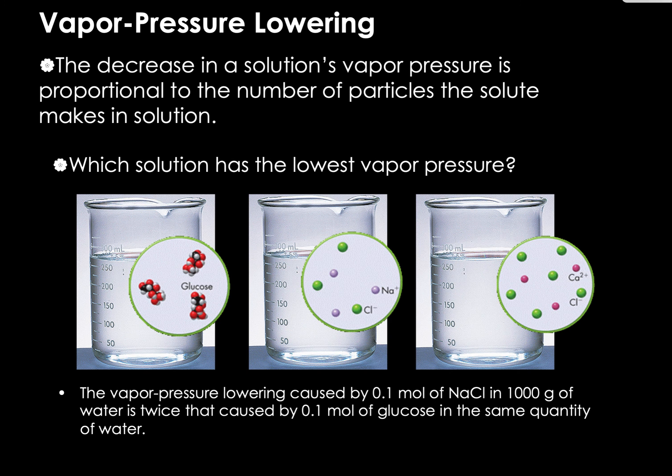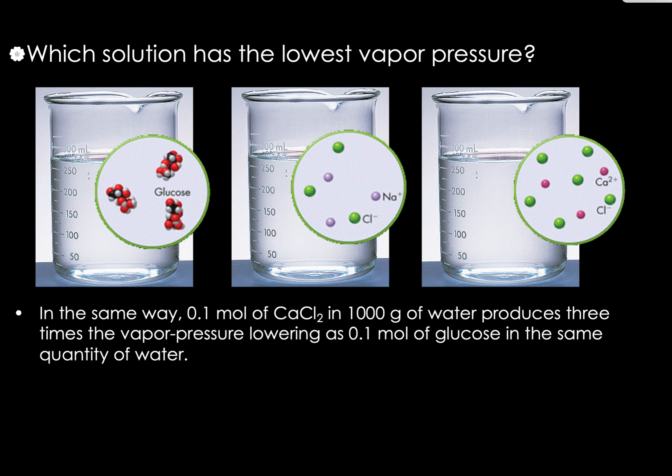Okay, so the decrease in a solution's vapor pressure is proportional to the number of particles the solute makes in solution. So which solution has the lowest vapor pressure? The vapor pressure lowering caused by 0.1 moles of sodium chloride in 1,000 grams of water is twice that caused by 0.1 mole of glucose in the same quantity of water. So, same question, which has the lowest vapor pressure? In the same way, 0.1 moles of CaCl2 in 1,000 grams of water produces 3 times the vapor pressure lowering as 0.1 moles of glucose in the same quantity of water.